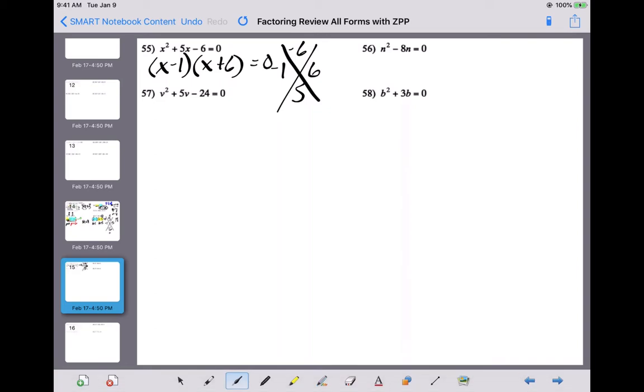So your solutions are going to be positive 1, because if you plug in positive 1 for this first factor, 1 minus 1 is 0, so that is a 0, and so is negative 6 for the other factor. So 1 and negative 6 are your two solutions.